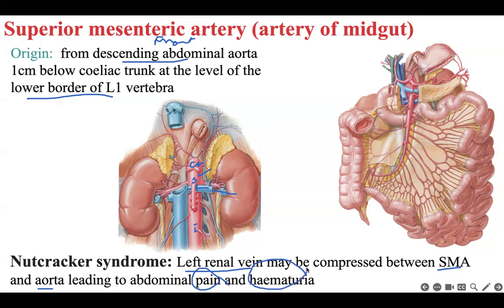The patient came to your clinic with pain and hematuria, and after full investigations, you find no detection of anything. You just ask the patient to have an angiography. You will see that this vein is compressed between these two arteries. What is the name of this syndrome? We call it nutcracker syndrome. It is a syndrome due to the compression of the left renal vein between the two arteries, the aorta and the superior mesenteric artery.